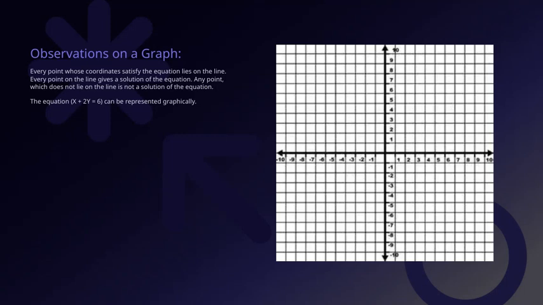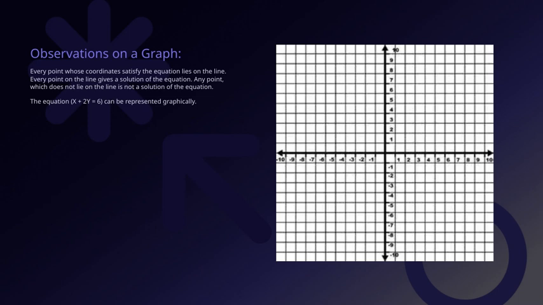Let's take a closer look at this graph. Every point whose coordinates satisfy the equation actually lies on the line shown here. Conversely, any point that is on the line is a solution to the equation. So, if you pick a point on the line, it satisfies the relationship set by the equation. Now, points that do not lie on this line are not solutions of the equation. They don't satisfy the relationship and therefore aren't part of the solution set.